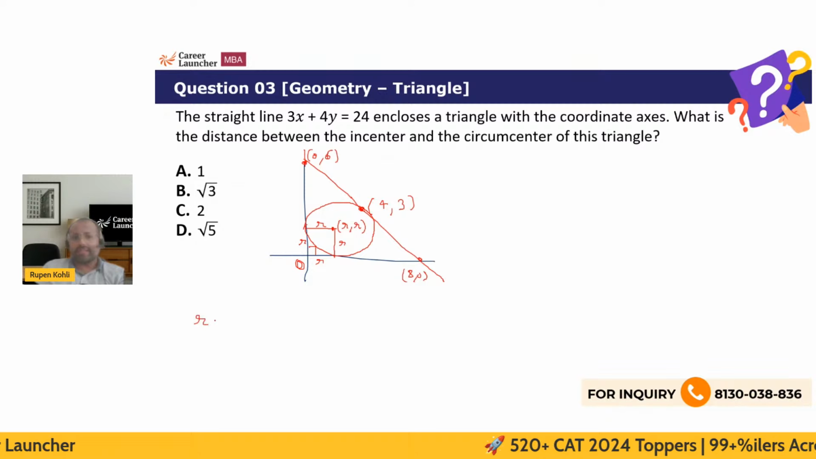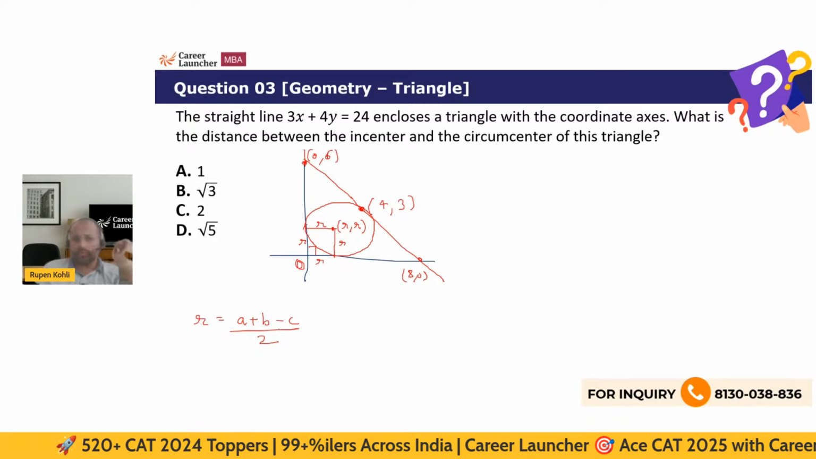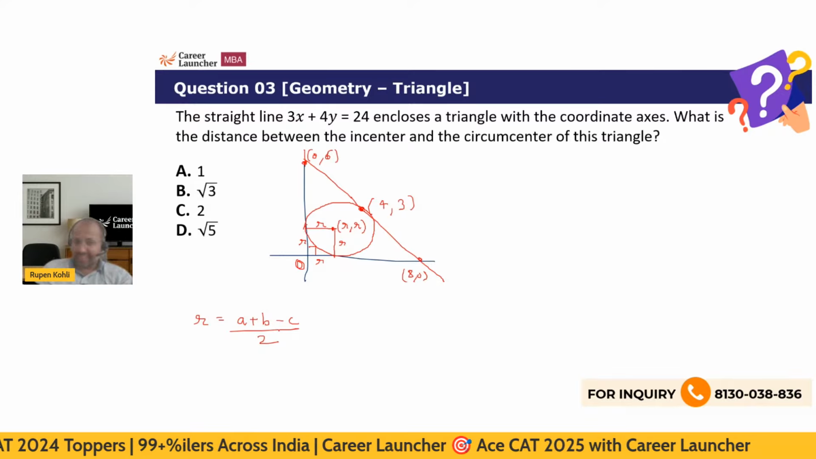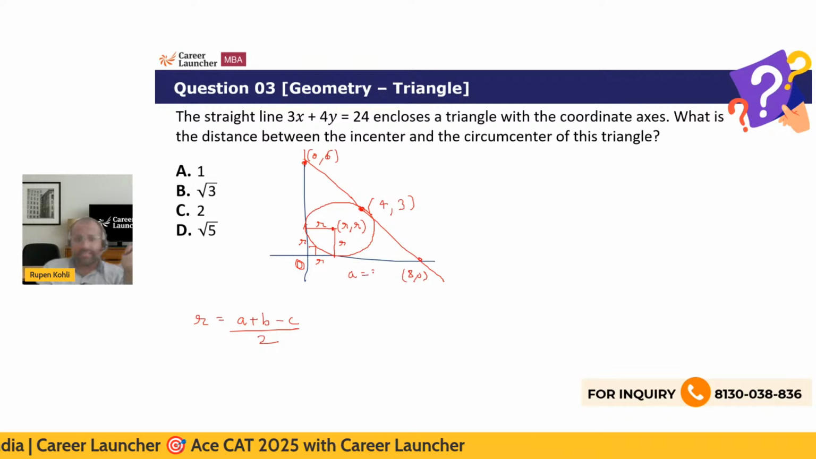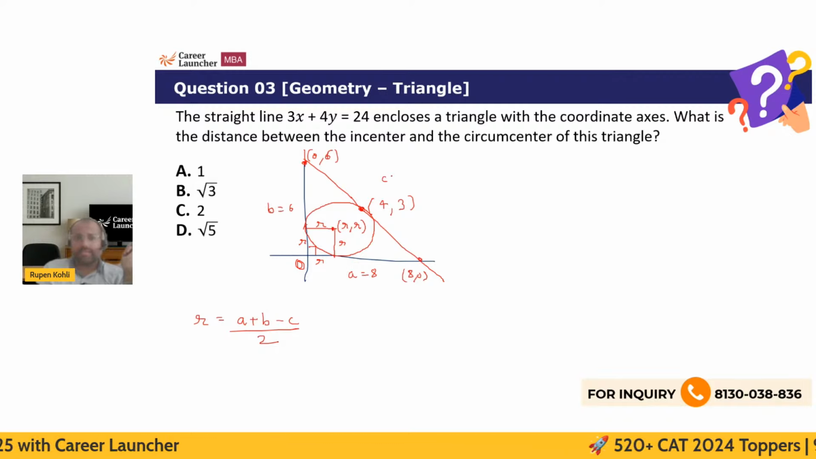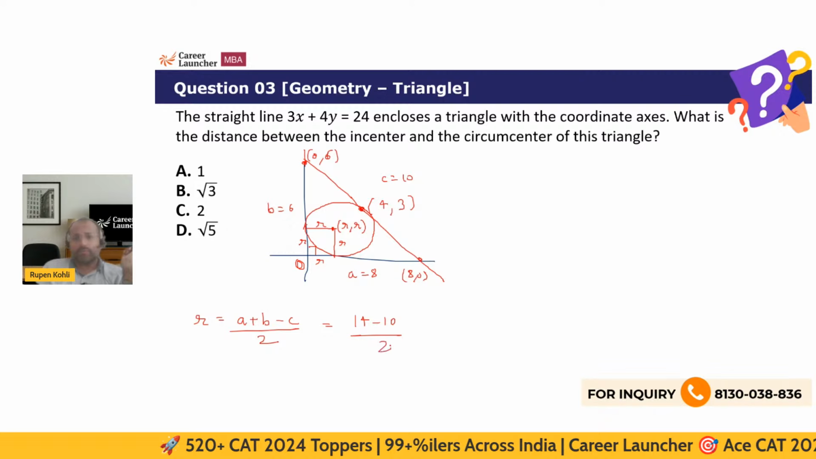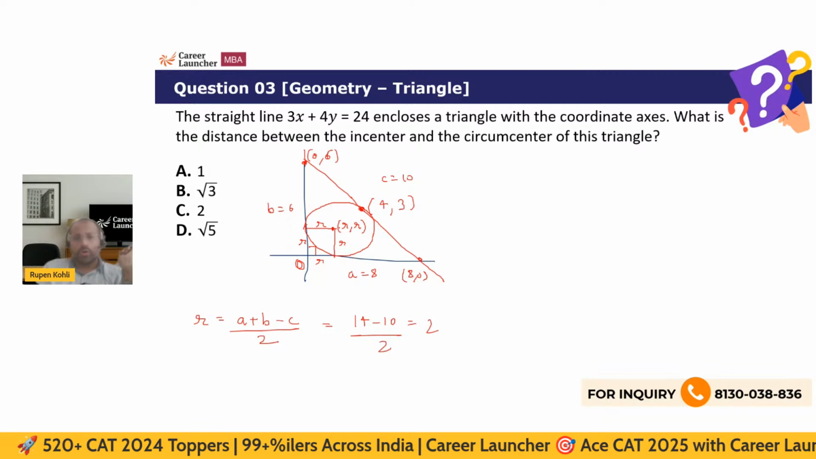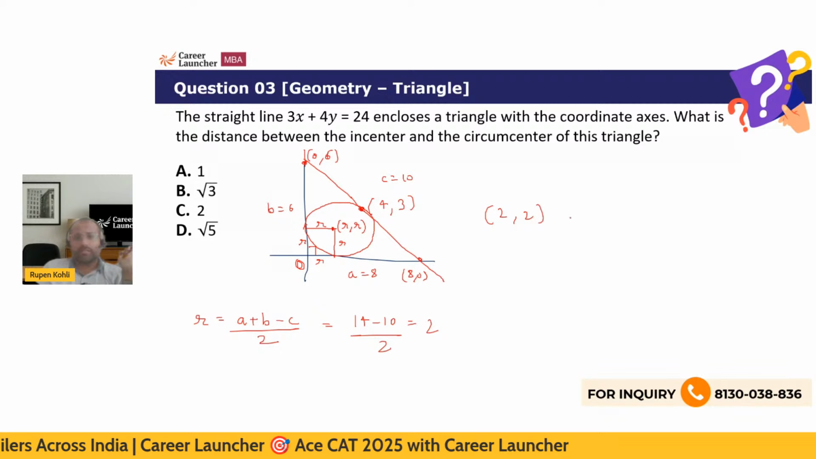Now we know that the inradius for a right angle triangle has a specific formula to get it very quickly: a plus b minus c by 2, c being the hypotenuse, a and b being the other two sides. Here a is 8, b is 6, so c is 10, the hypotenuse. So a plus b is 8 plus 6, 14. 14 minus 10 by 2, so this is 4 by 2, 2. Therefore the incenter is 2 comma 2, r comma r, and the circumcenter is 4 comma 3.